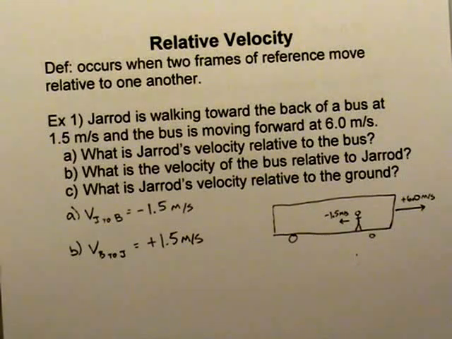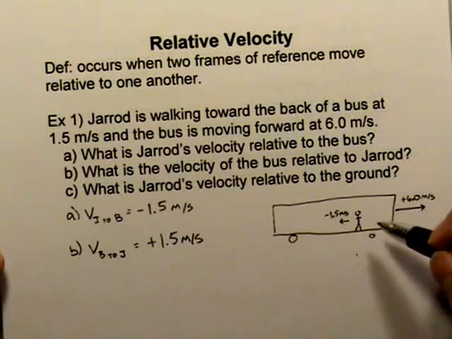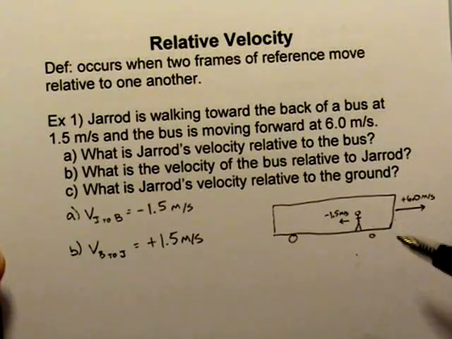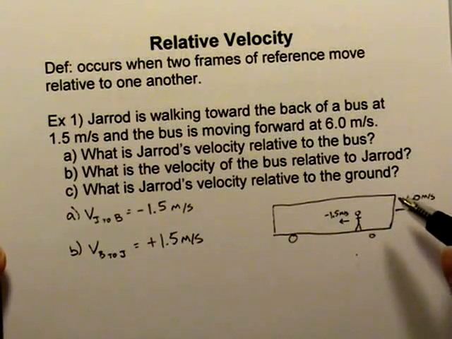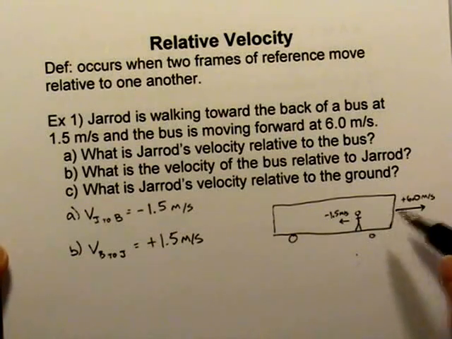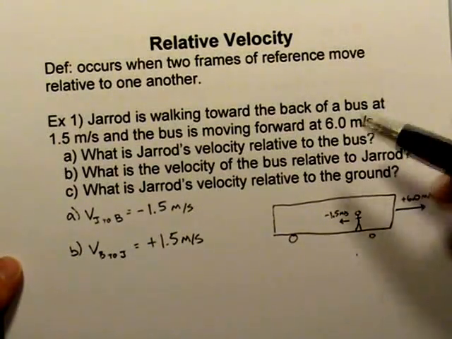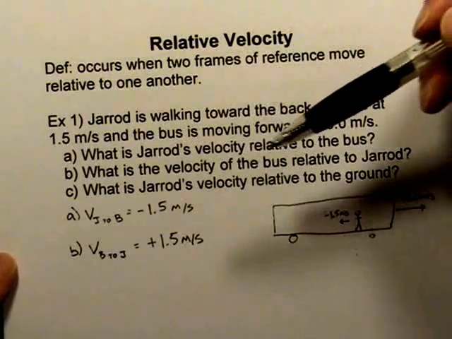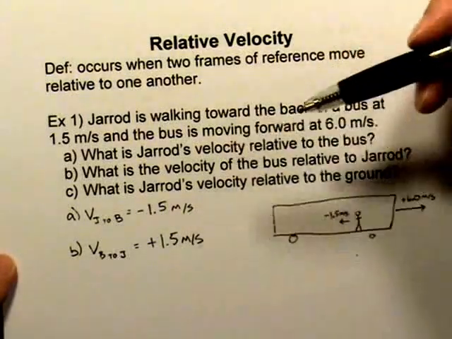In every situation, whether they go with each other or against each other, the two objects are inside, the person's inside the object, it does not make any difference. Two observers with their frames of reference will always give the opposite velocity. Now the point of this whole thing though is to start looking at a little more complicated situations.